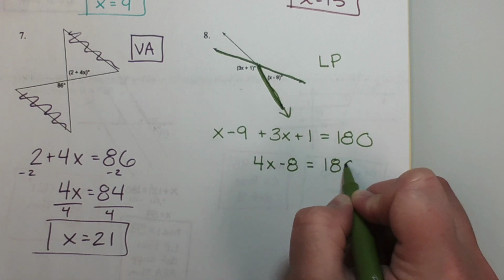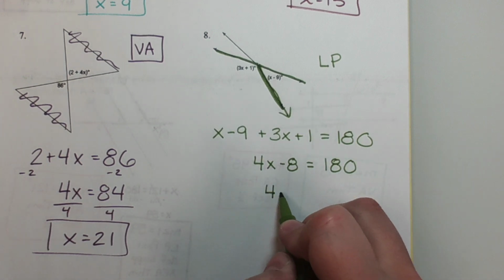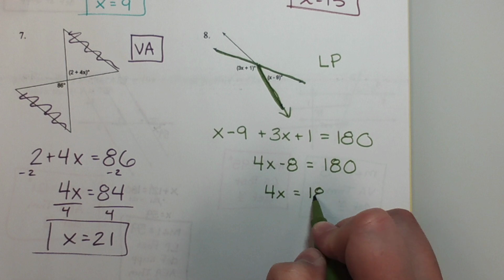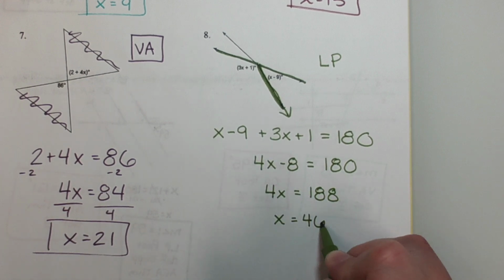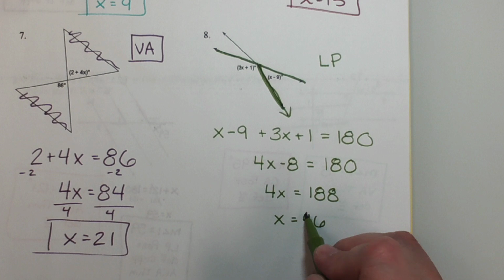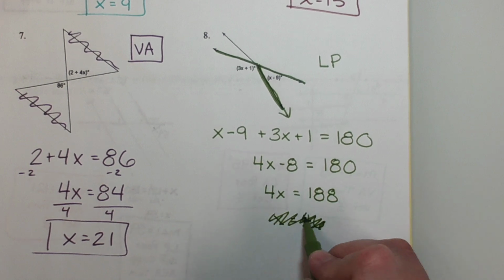Combine my like terms. In other words, simplify. Add the 8 and divide. Divide correctly, unlike what I just did.